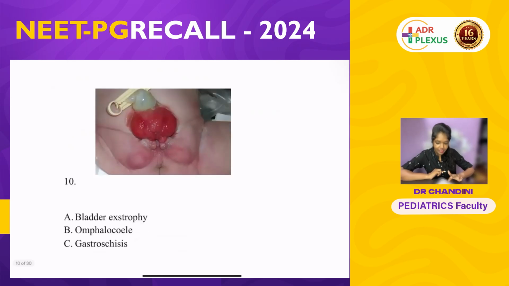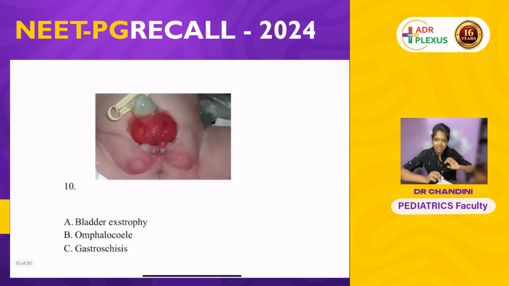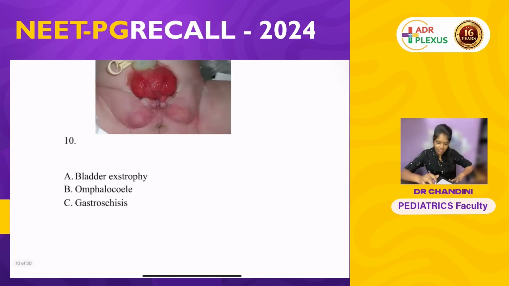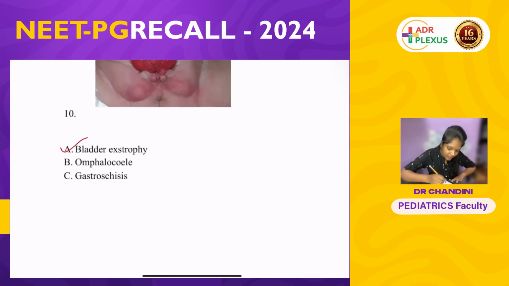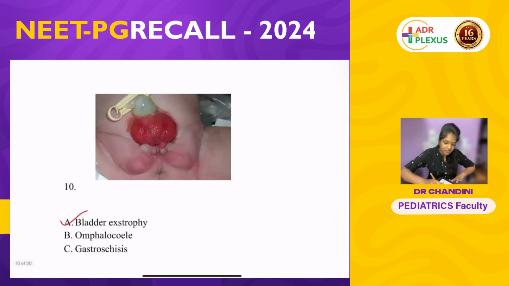Another image-based question. This question we have discussed even in our clinical refresher course. This is a previous NEET-PG repeat also. So what is this? You see some protrusion of mucosa which is present slightly in the pelvic region. Is it omphalocele, gastroschisis, or bladder exstrophy? It is nothing but bladder exstrophy. Here, this pelvic region, this is bladder exstrophy.